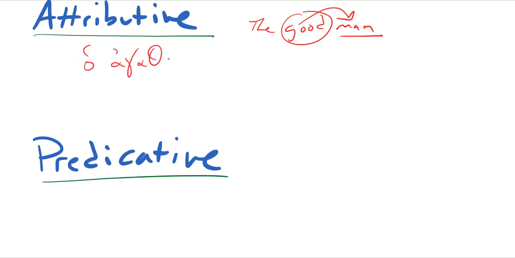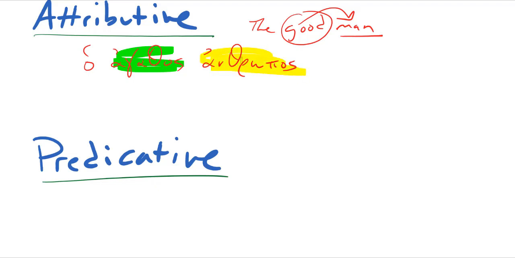Agathos anthropos. Let me write that a little bit more clearly. Agathos anthropos. You can see here is our adjective that I'm highlighting in green, and it's modifying an explicit noun that I'm highlighting in yellow. You'll notice that when this happens, the adjective frequently will have the article, and the noun that it modifies may or may not. So this could occur a number of different ways.